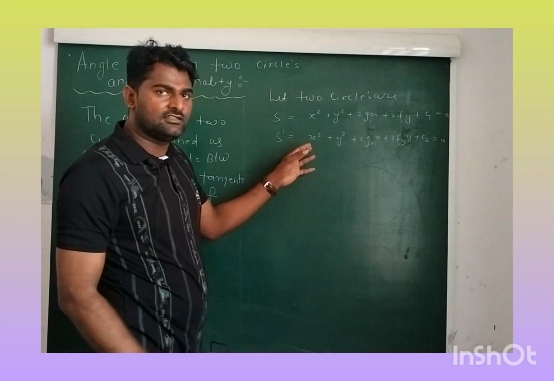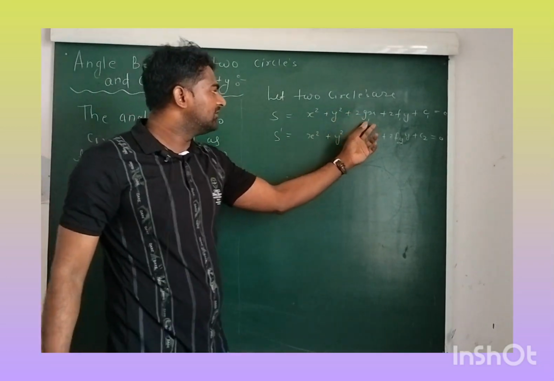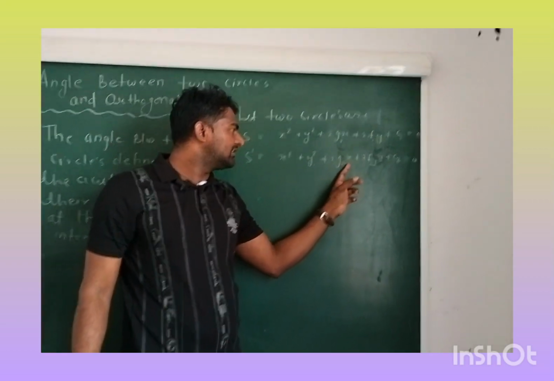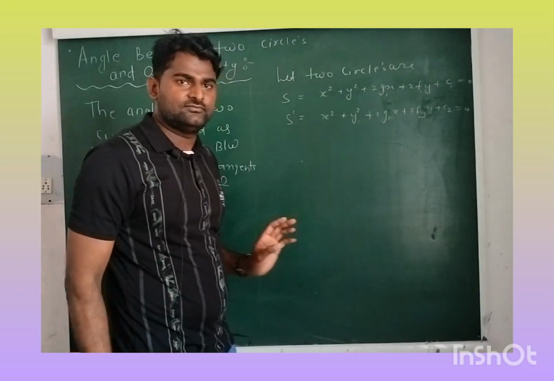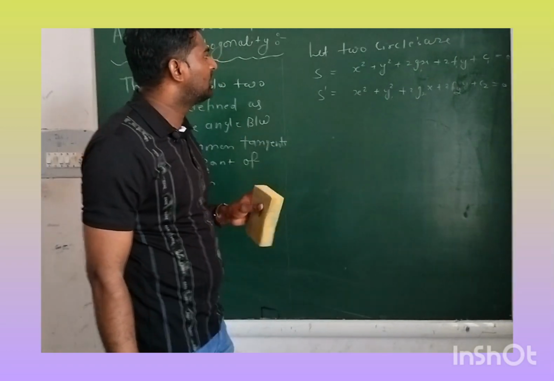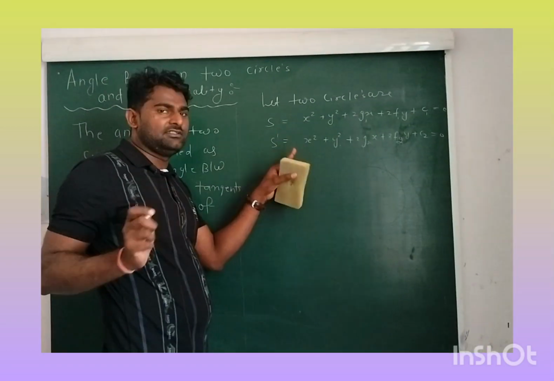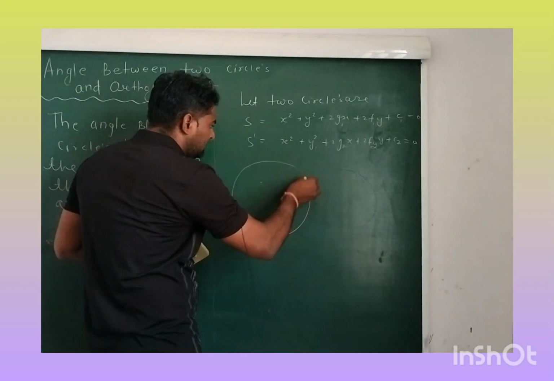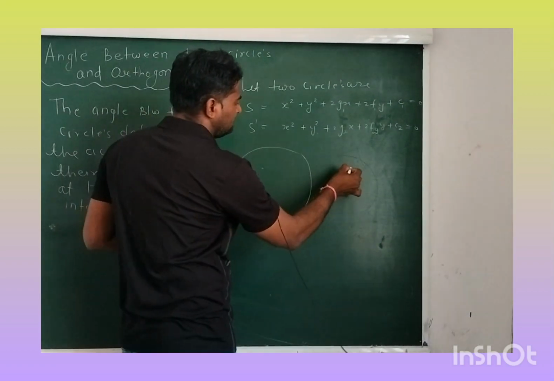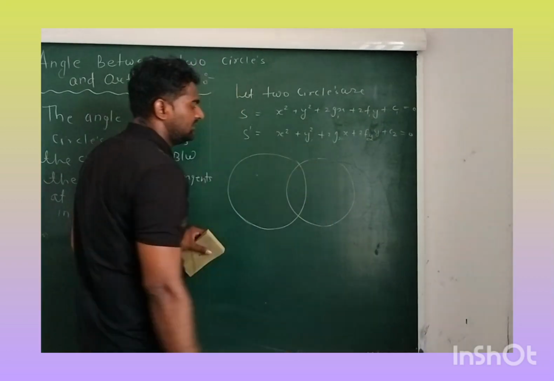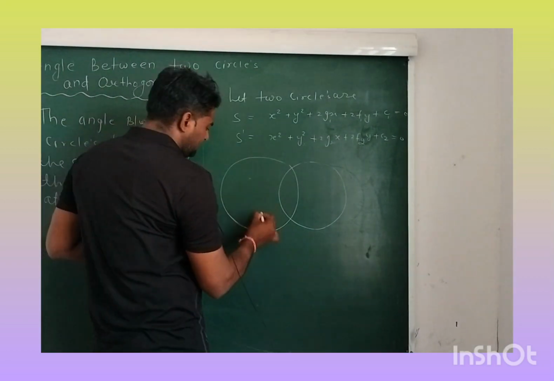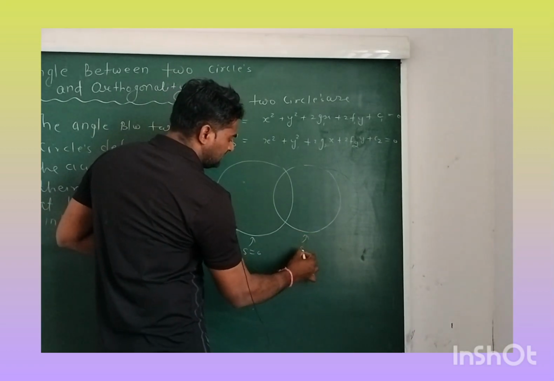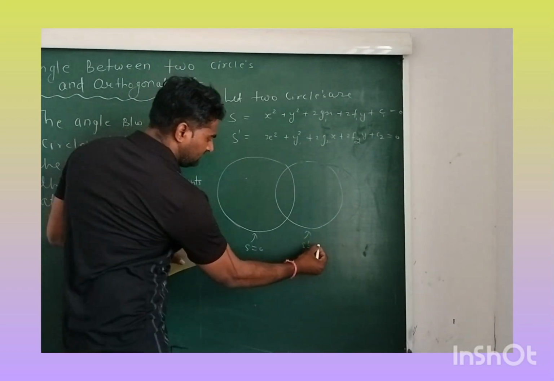So we assume here two circles. First circle: x square plus y square plus 2g1x plus 2f1y plus c1 is equal to 0. Second circle: x square plus y square plus 2g2x plus 2f2y plus c2 equal to 0. Okay. So we need to find the angle between these two circles. Suppose this is the first circle. This is the second circle. Suppose we can give the name S is equal to 0. This one S dash is equal to 0.